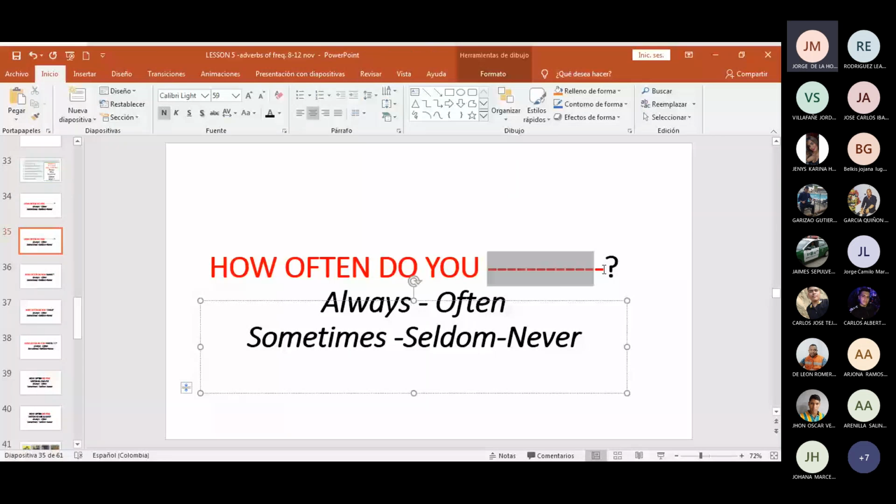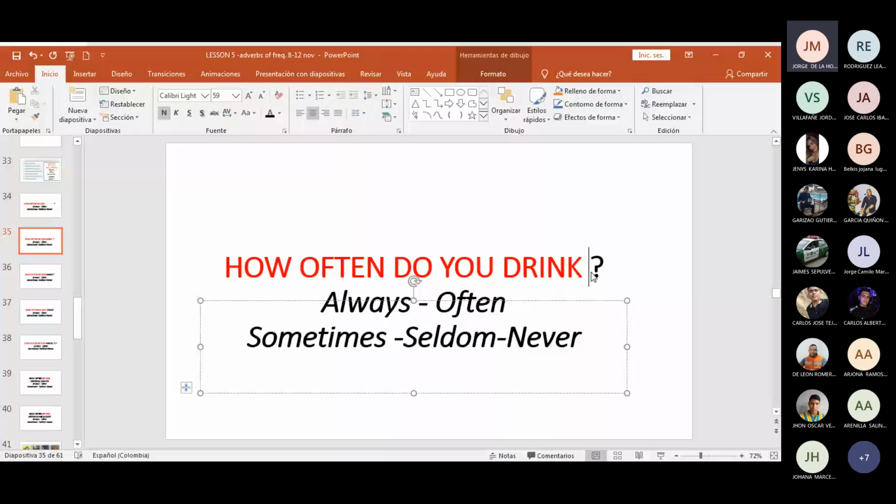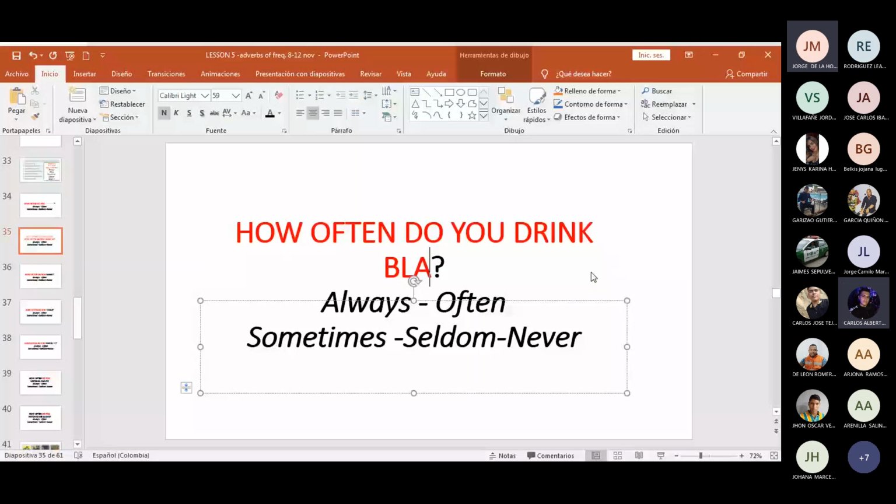Black coffee. Cuando tomas café con leche. Black coffee, in Spanish: tinto, café negro. El café negro es el tinto. How often do you drink black coffee? Students, how often do you drink black coffee?